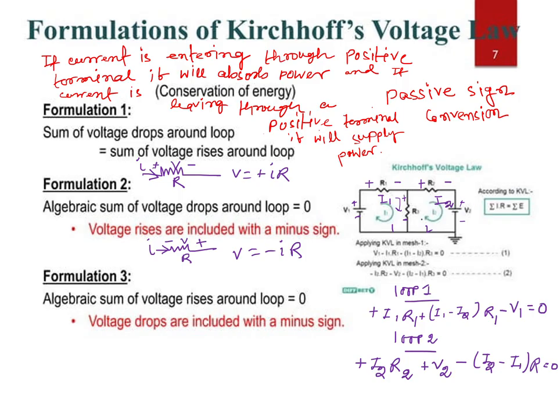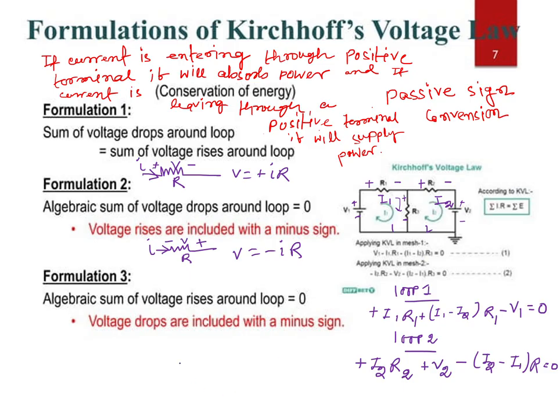When I2 is considered, this is hitting the minus terminal. Both I2 and I1 are in opposite directions, so minus of I2 minus I1 into R. And in loop 1, I1 and I2 are in opposite directions and this is plus, so plus I1 minus I2 into R1, and the total is 0. So whichever one you consider, you will get the same result.